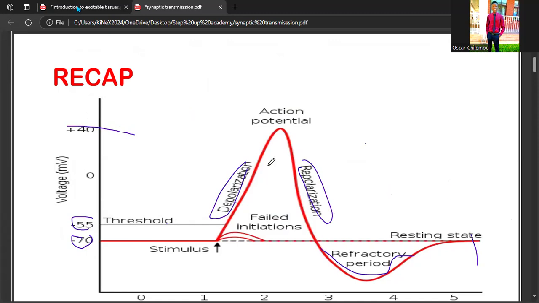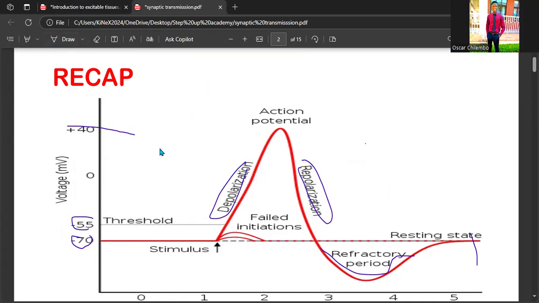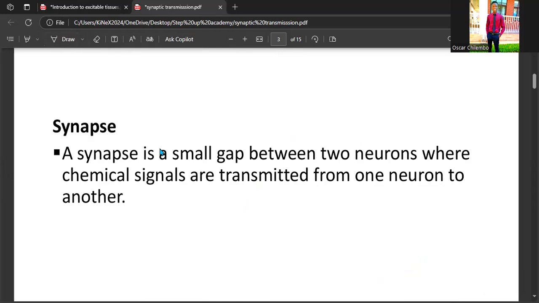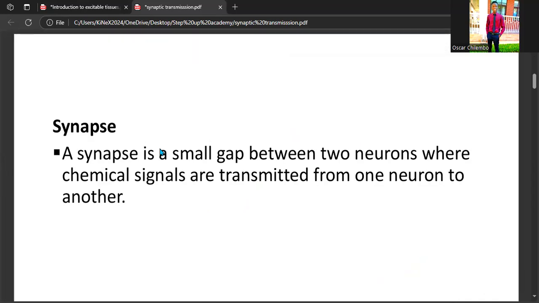Now, we need to look, as I mentioned, at synaptic transmission. There are actually two terms there. Synaptic, meaning that this transmission occurs at a synapse. So what is a synapse? This is just a small gap between two neurons where chemical signals are transmitted from one neuron to another. It's just a gap in between two neurons.